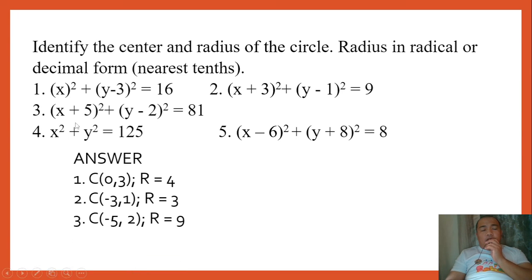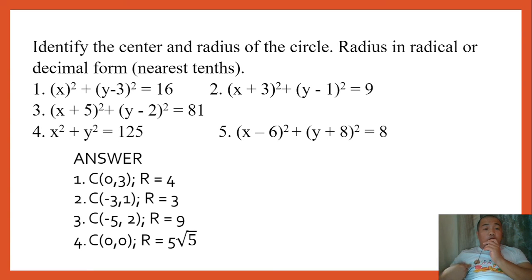How about number 3? (x plus 5) quantity squared plus (y minus 2) quantity squared equals 81. The center is negative 5, 2. Radius is 9, square root of 81. Right? How about number 4? Okay, very easy. Number 4, the center is at the origin.